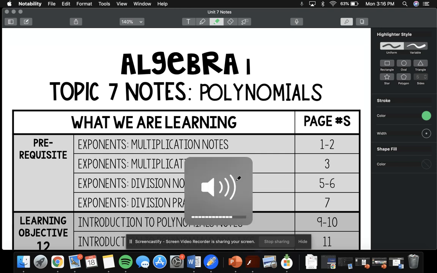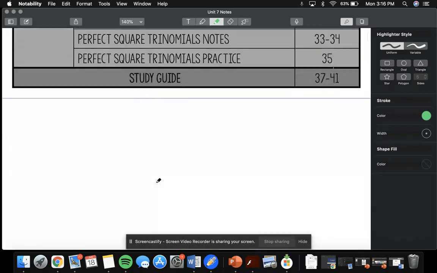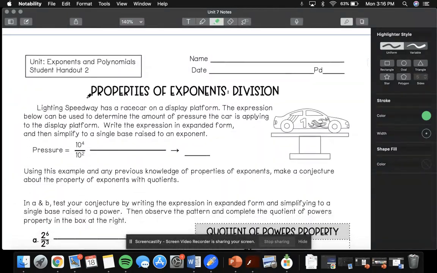Hey all, today we are on pages 5 and 6 in our notes. We're going to be dividing exponents. Okay, so our notes look like this, properties of exponents: division.